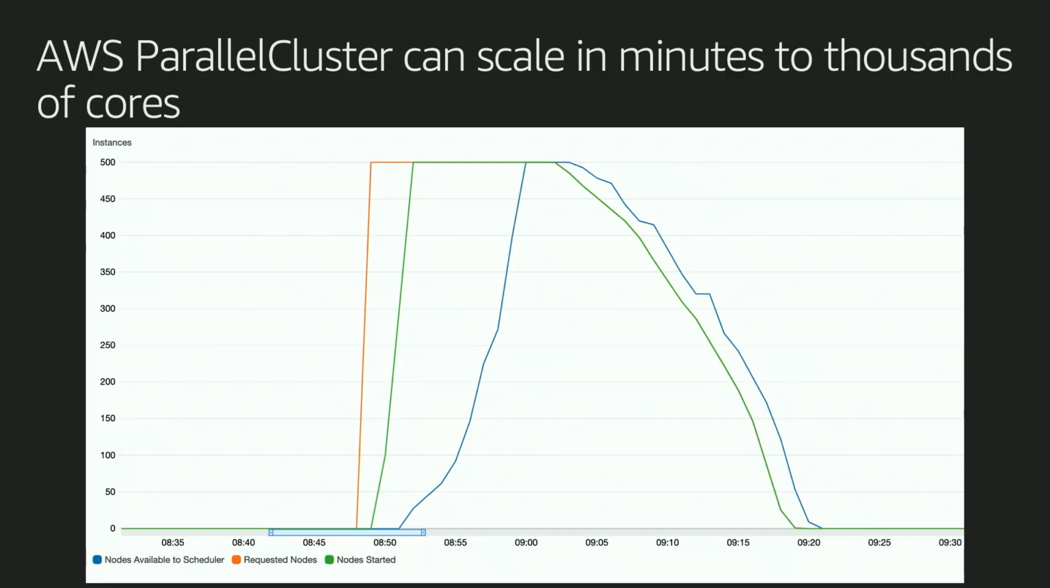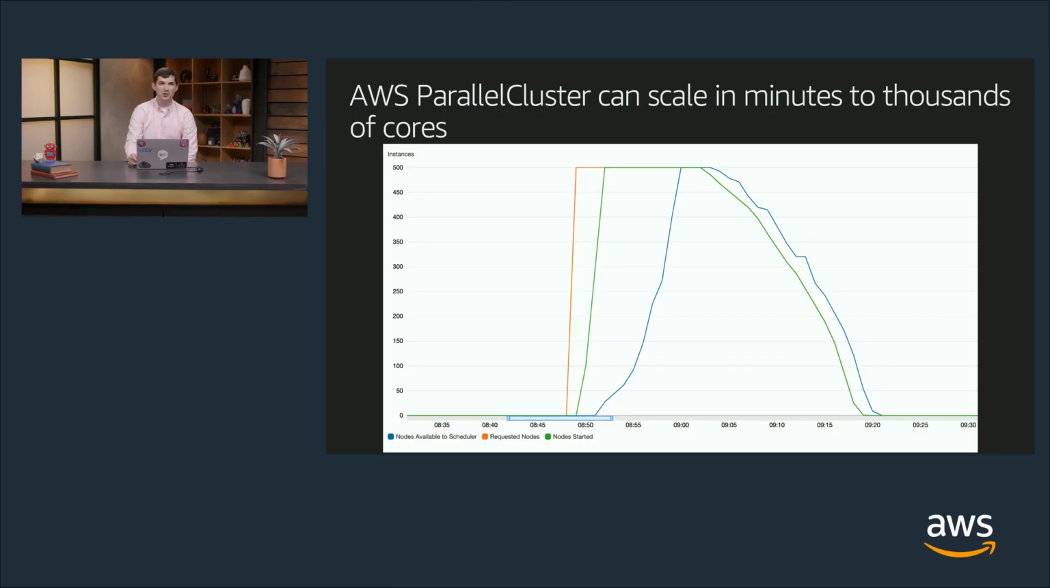The next morning, Alice and Bob get in to resubmit their work together using ParallelCluster. They kick off their workloads around 8:45. Right away, AWS starts working to collect capacity to add to their cluster. They have no trouble getting enough capacity to run their jobs with modifications. 500 compute nodes running simultaneously with 18,000 cores, all available in less than 15 minutes.